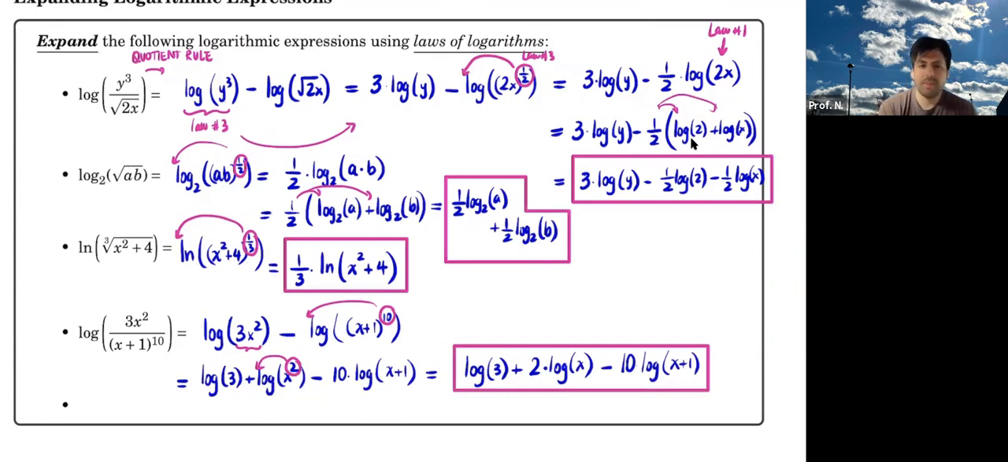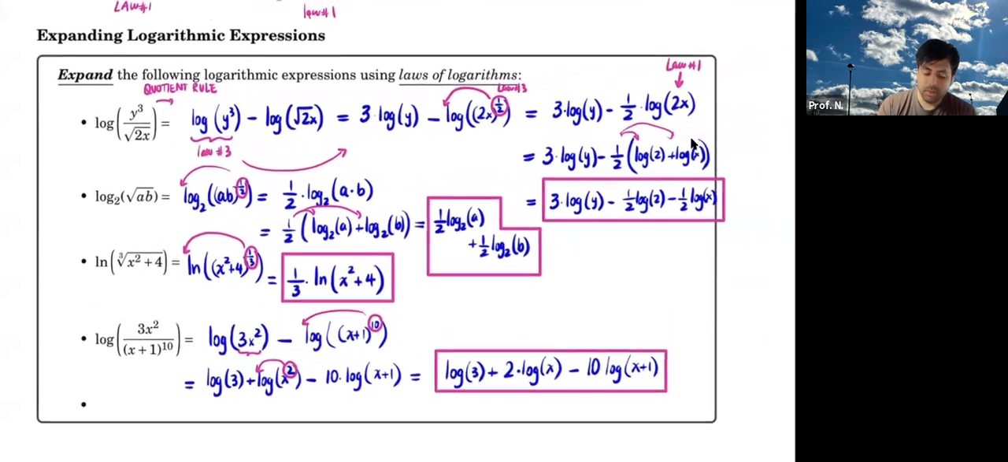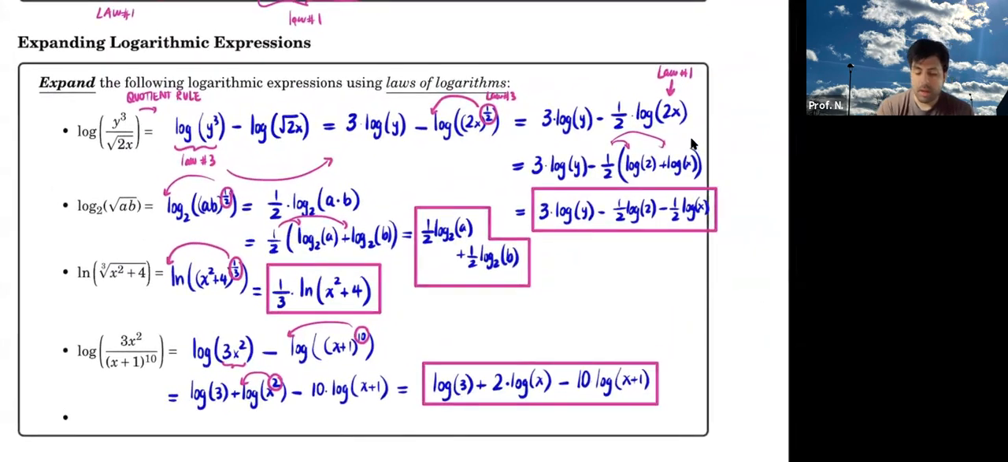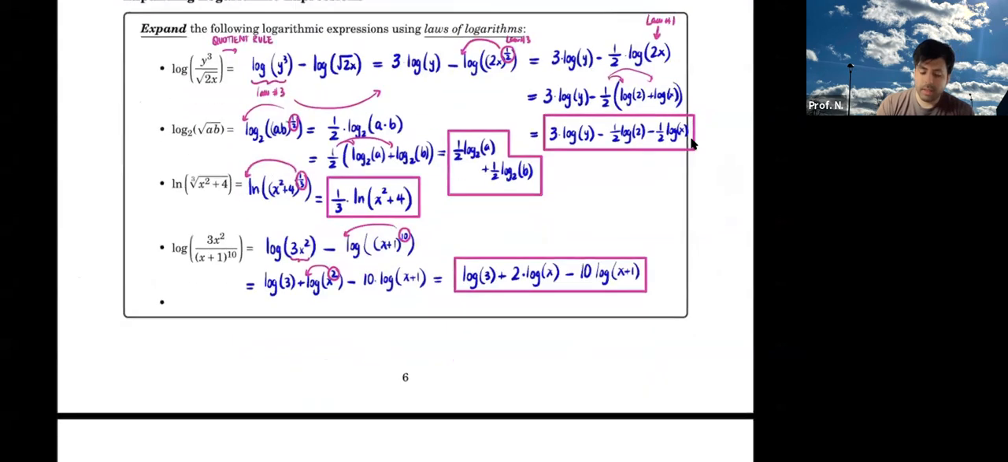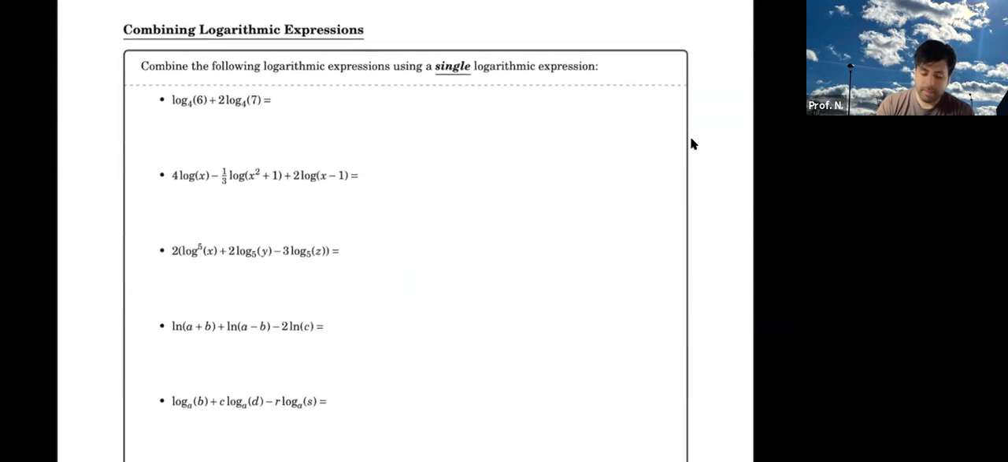So this is how we expand logarithms, by utilizing the laws of logarithms. So any questions about these 4 examples here? Guess not. Okay, so we're good with this. So let's go on to the next segment here.